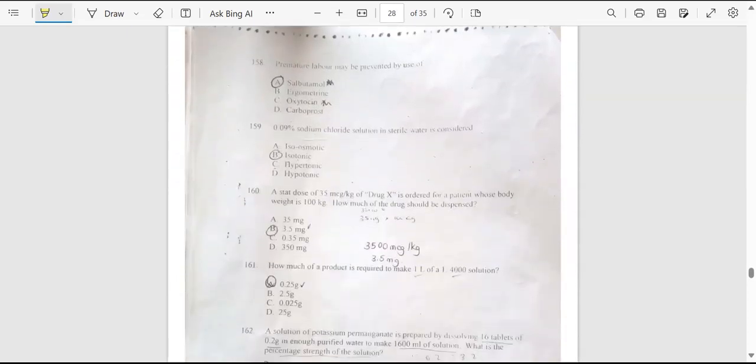Thanks. Premature labor can be prevented. Premature labor may be prevented by use of salbutamol, ergometrine, oxytocin, and carboprost. Honestly, me, I'd go for salbutamol, but I cannot give a clear answer as to why I would do so.